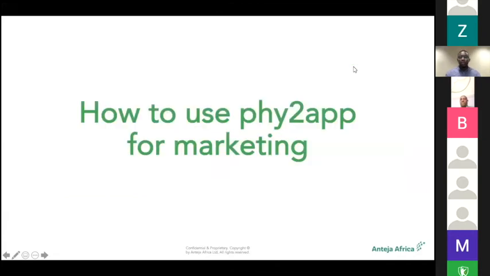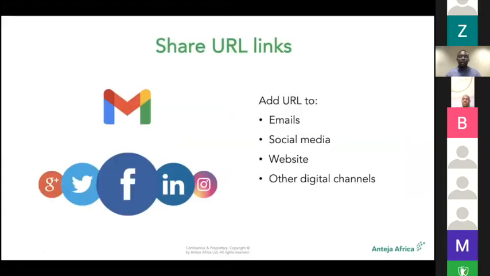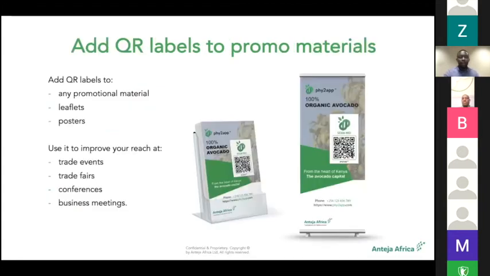So we're coming towards the end where we talk about how to use phy2app for marketing. I've already talked about adding the URL to your emails. Maybe you can have it in your email signature. So anytime someone wants to click on any email you send, they will see the information. Have it on social media. You can have it on your website and any other digital channel tools that you already use. Here you can have it on the leaflets, posters, promotional materials, even t-shirts if you would like.